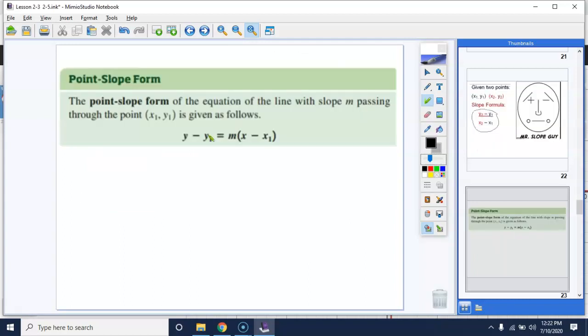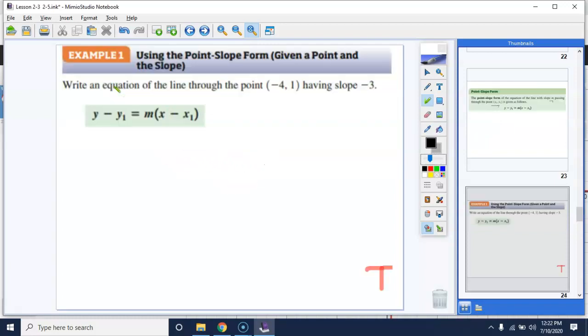So first of all, point-slope form. This is how it looks: y minus y1 equals m times x minus x1. In this form, if we have an ordered pair given and we know the slope, we can write the equation, because you have a point and you have a slope. Let's have a look at the first question.